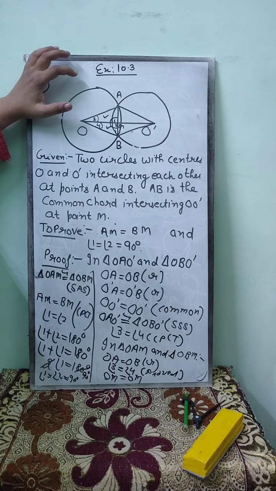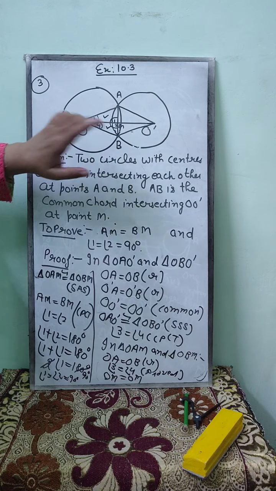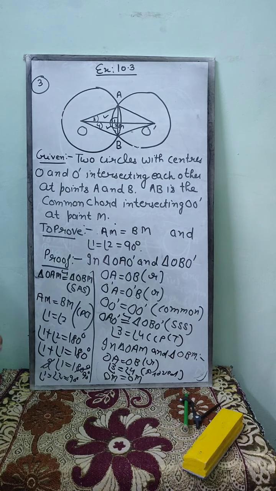In this sum, we are using congruency 2 times. One is OAO dash and OBO dash, and then OAM and OBM. Clear? Give a 1 minute review to this sum thoroughly.